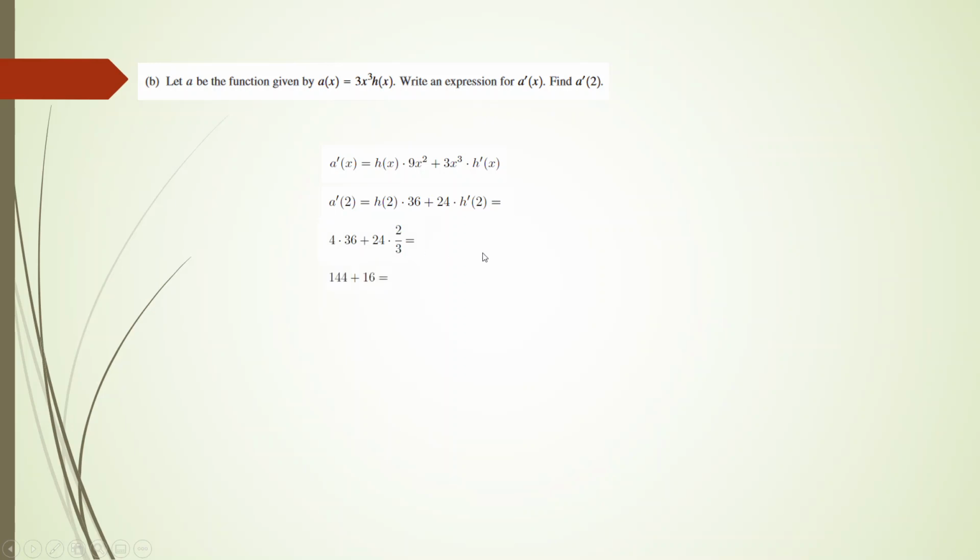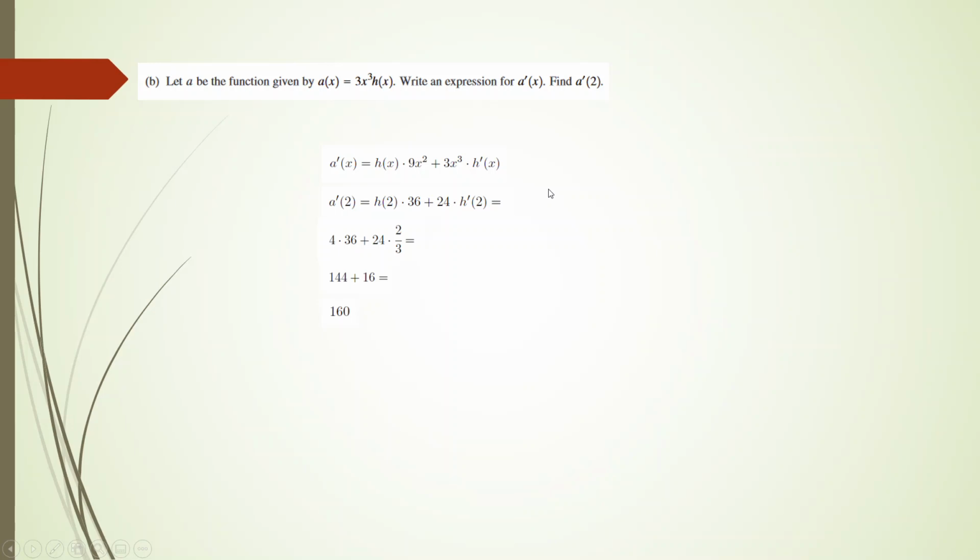You simplify, and you get 160 for your answer. One note that I do want to make here is that h prime of 2 depends on your answer from part A. And what if in part A you weren't sure about your answer for h prime of 2? In fact, maybe you're confident that it's incorrect. That does not mean that you can't get points here in part B.